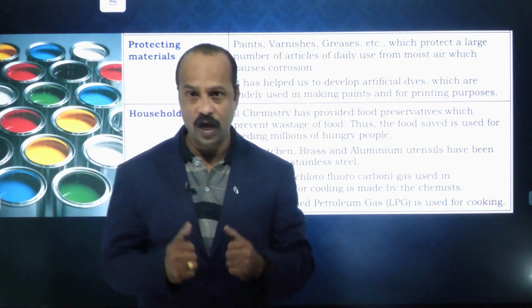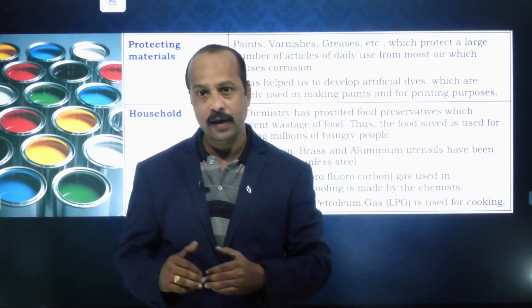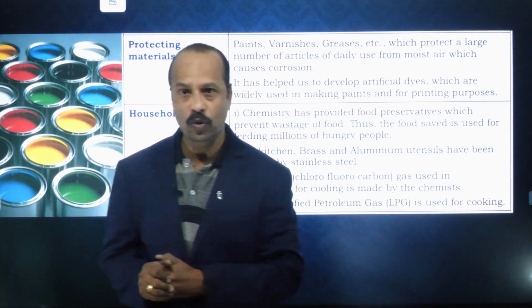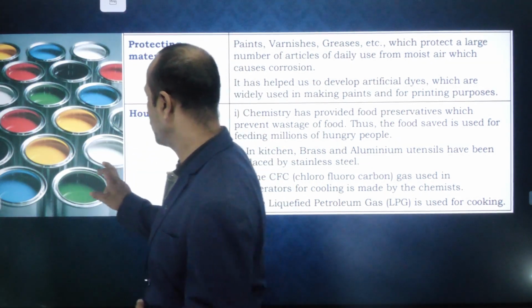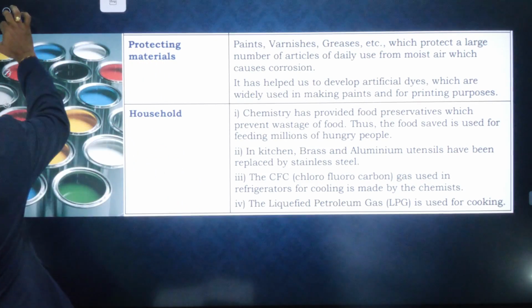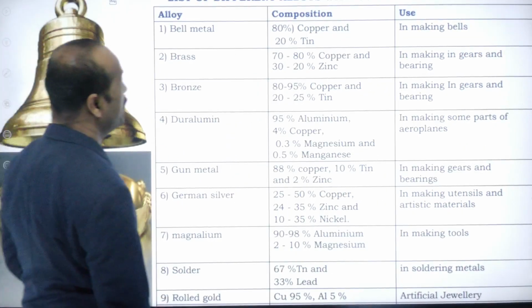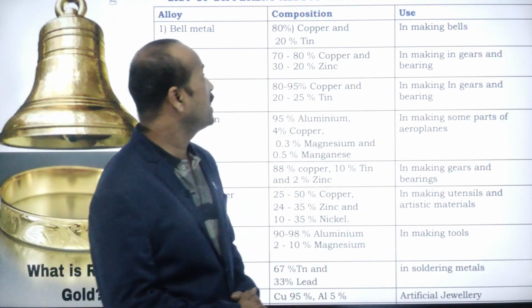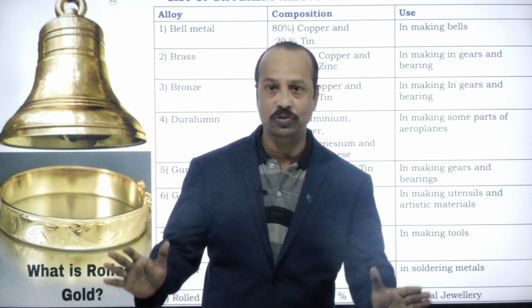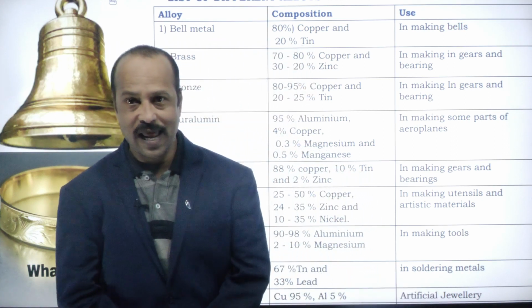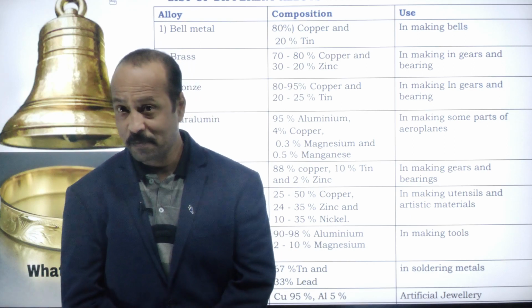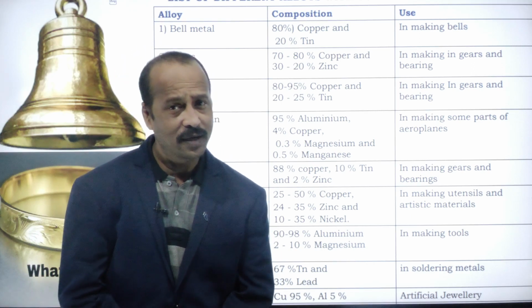Okay, so now we are going to the next topic. Yes friends, so till here we have completed. Now we are going to the next topic. The next topic is about the list of different alloys with their composition and use. So students, here alloy. What is alloy? Did you listen to the word alloy?